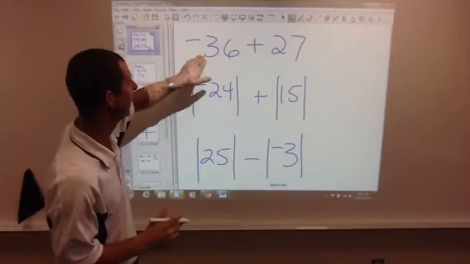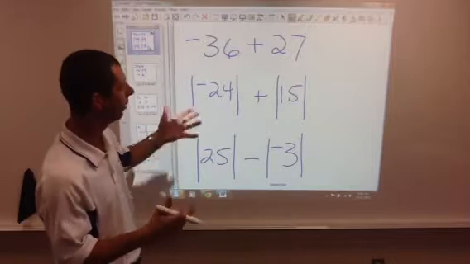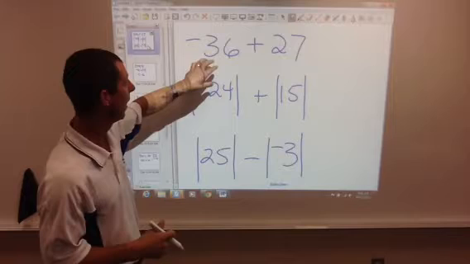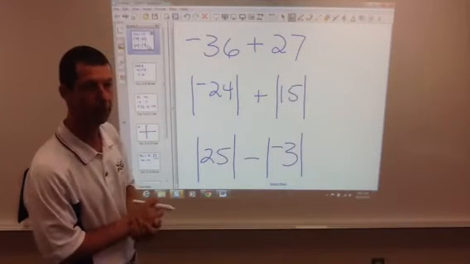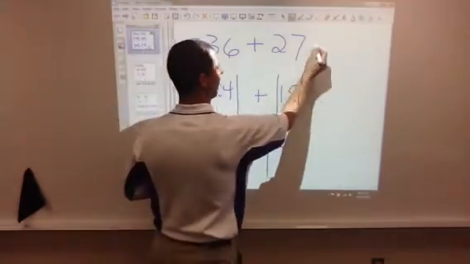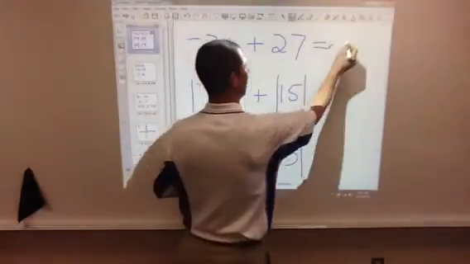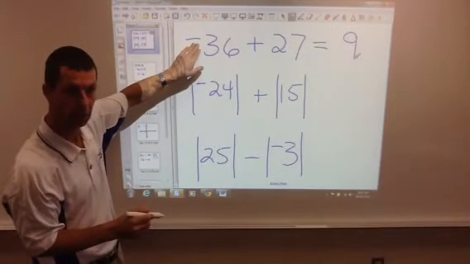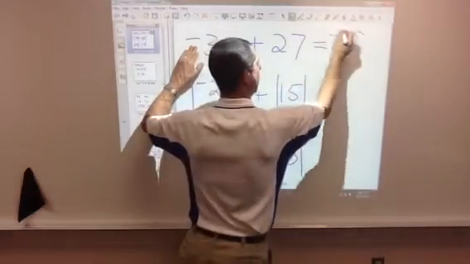Okay, so here we have a negative number plus a positive number. The rule here is that we actually subtract, and the sign of the number that's furthest from zero is how we determine if it's going to be a negative or positive number. So in this case, if we find the difference between 36 and 27, that's 9. Since the number furthest from zero is negative 36, it's going to be negative 9.